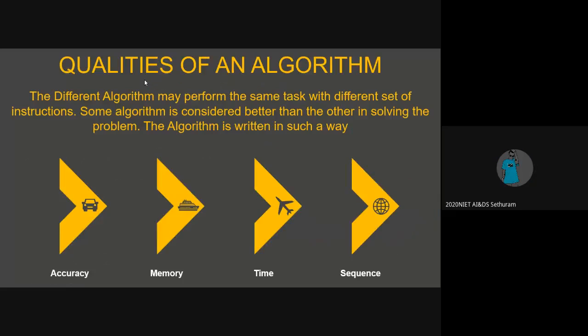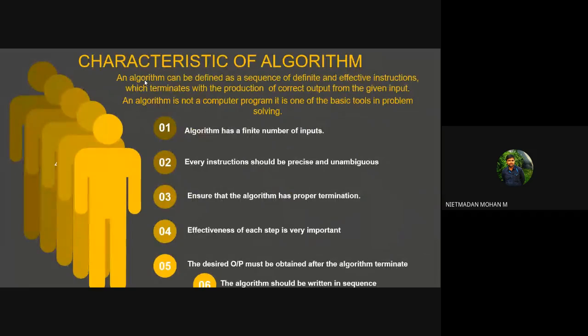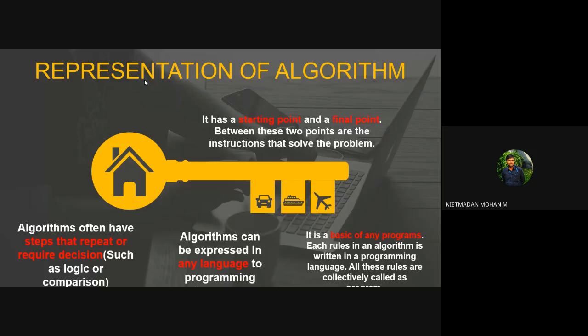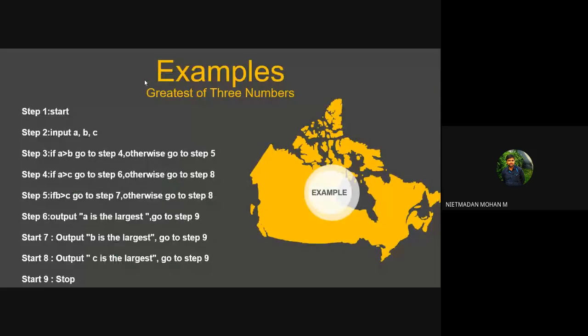So for that purpose, proper termination must be there. These are the characteristics that we want to look into in the algorithm. Proper termination will be there, and effectiveness of each step is very important. What each step does matters. If you take step 2, what is the important step in this algorithm? You can mention the step number. What is an important step?